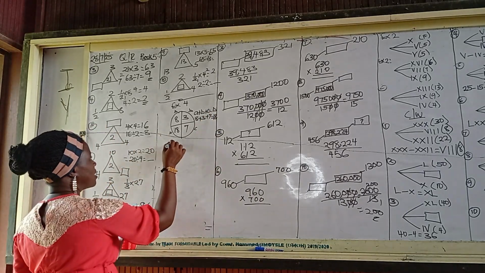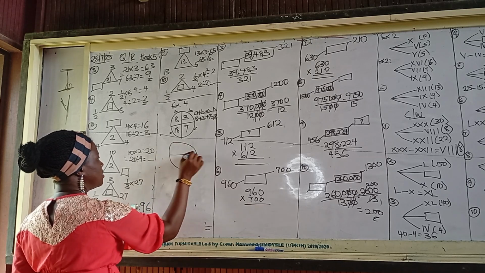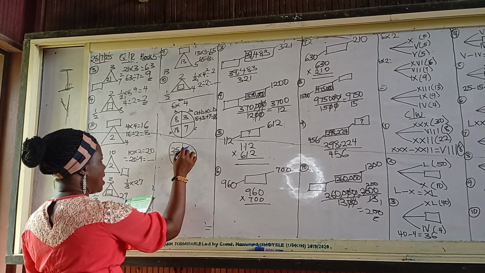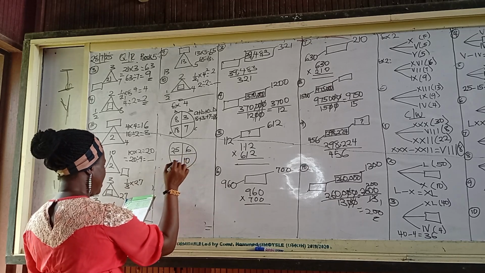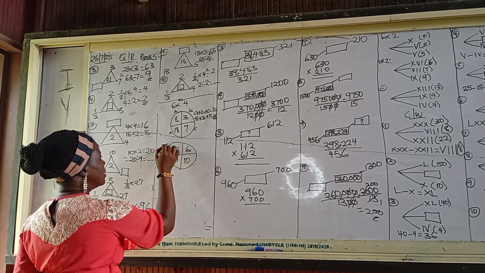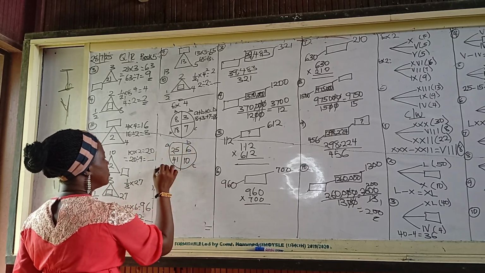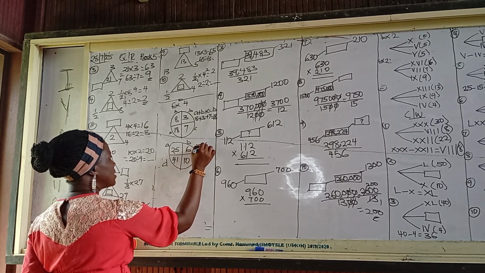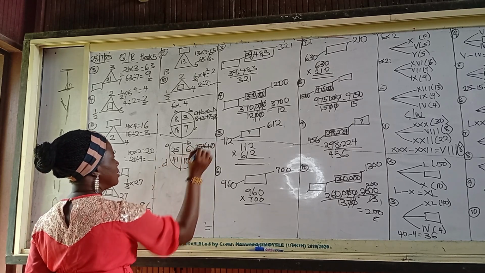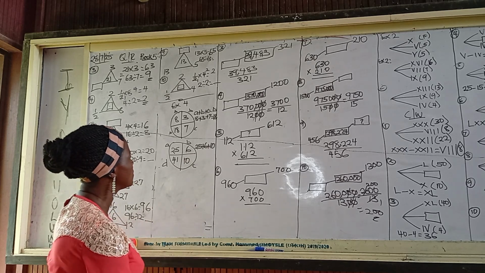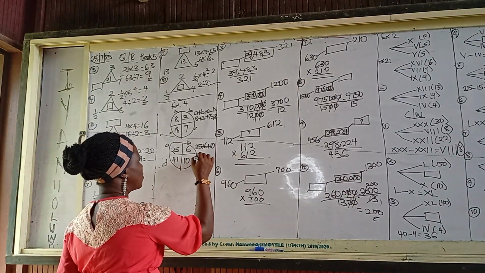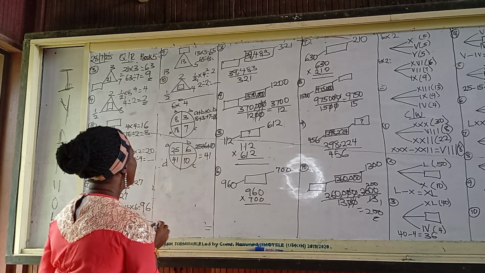Let's go to the second one. Here we have 25, we have 6, we have 10, and we have 41. A, B, C to get D. So that would be 25 plus 6 plus 10. 25 plus 6, that is 31. 31 plus 10, that is equal to 41.